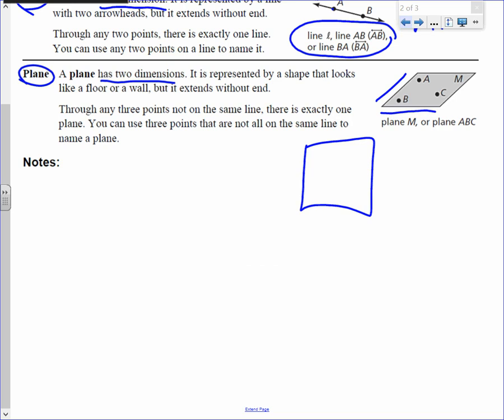Watch this, Soda. A plane has 2 dimensions. It is represented by a shape that looks like a floor or wall, but it extends without end. It extends infinitely. So you need to know that a plane, even though it looks like a flat surface, a real plane in geometry goes on forever, extending infinitely. Does it really? In the mind, yeah. Wow, that was awesome, Soda.